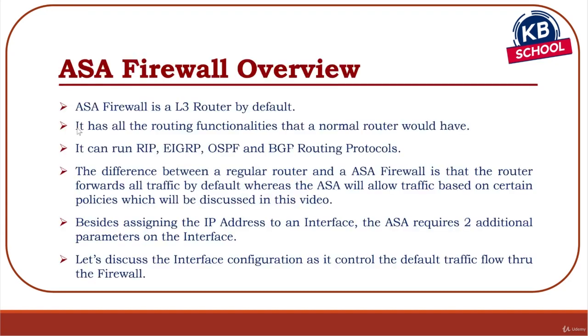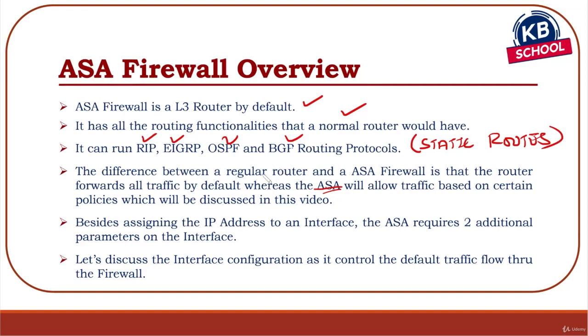So coming back over here as an overview, it is a layer 3 device, has all the normal functionalities of a router running RIP, EIGRP, OSPF, BGP, and static routes. We'll do labs on that as well. The difference between a regular router and ASA is that by default, the router will route all the traffic, ASA will not. It has certain policies that need to be adhered to, that you will take a look at as we go through the video, that will govern the default flow of traffic through the firewall. Actually, it's a core component of this particular video.